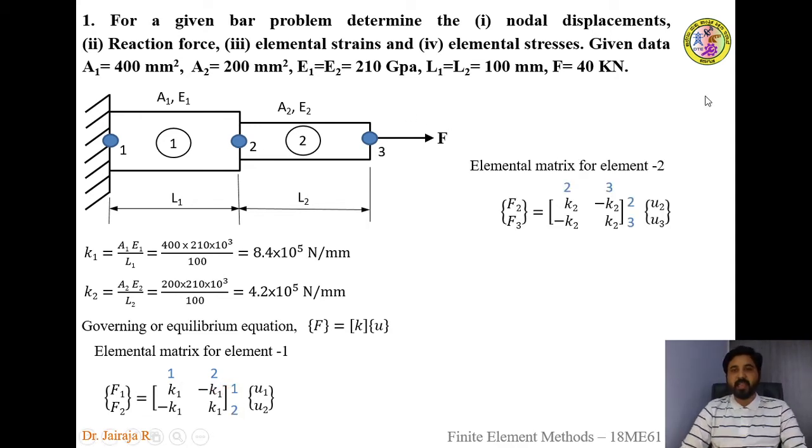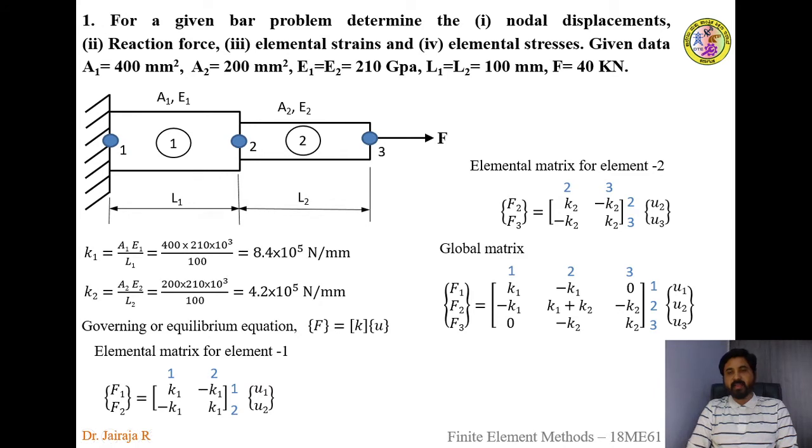Similarly, elemental matrix for element 2 is written like this: F2, F3 is equal to K2, minus K2, minus K2, K2 times U2, U3. Here, since element 2 is formed between node 2 and node 3, it is numbered 2 3, 2 3. So these numberings will help to write the global stiffness matrix. And in a 1D bar problem, each node, say node 1, node 2, node 3, is allowed to move only in the x direction, only along the x direction.